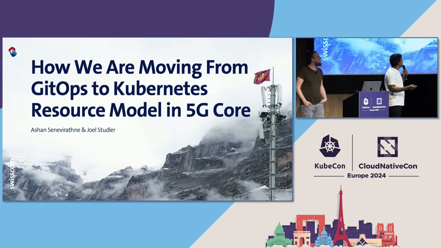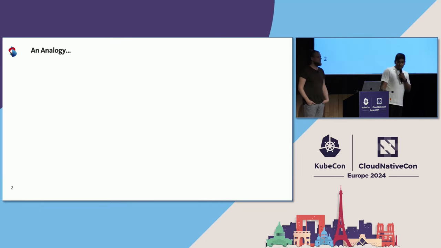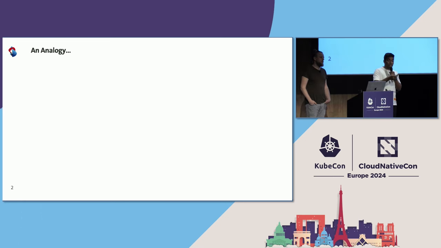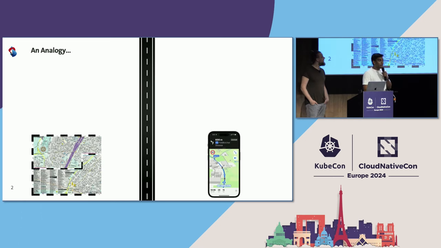So let's start with an analogy. Imagine that you are going on a cross-country road trip and you want to go from point A to B. And you have two options. The first is a static paper map. The other one is an application like Apple Maps or Google Maps.